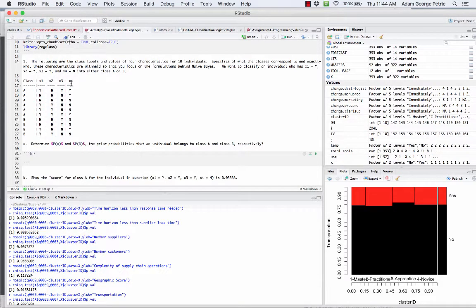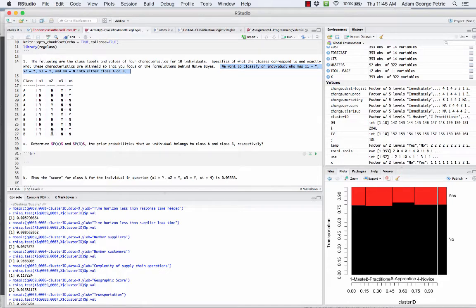Now, what we want to do is use this data to classify a new individual who has x1 of y, x2 of y, x3 of y, and x4 of n here. So which class should we classify this individual into? To use naive Bayes, we want to figure out the posterior probability that the individual belongs in each of the classes. Basically, what is the probability given this information that we know about them?